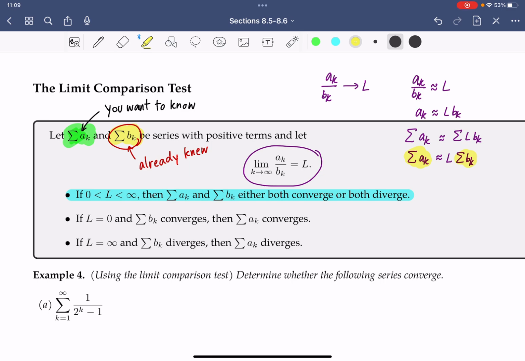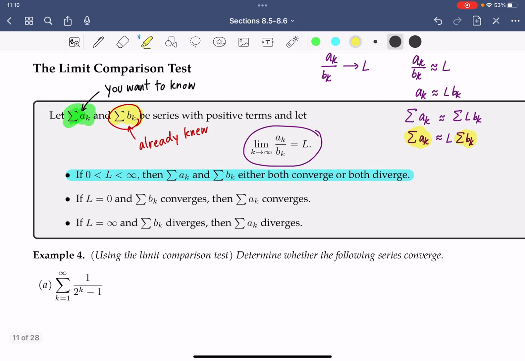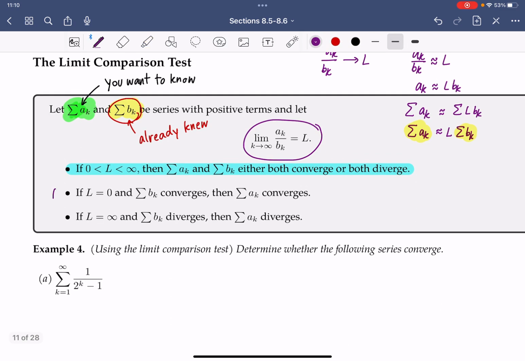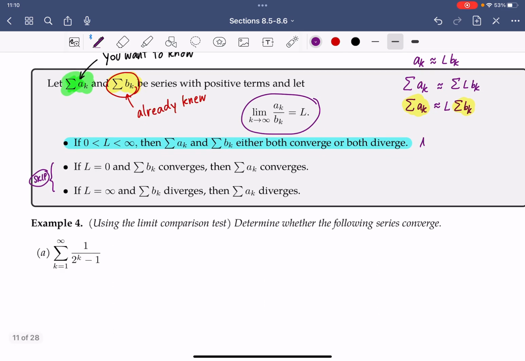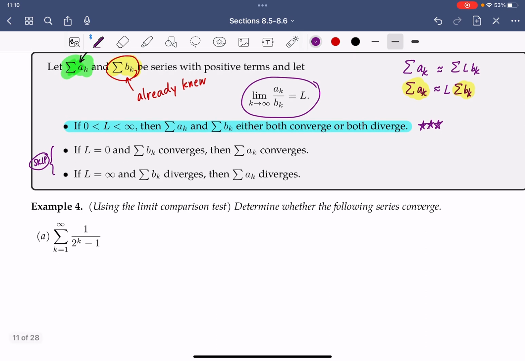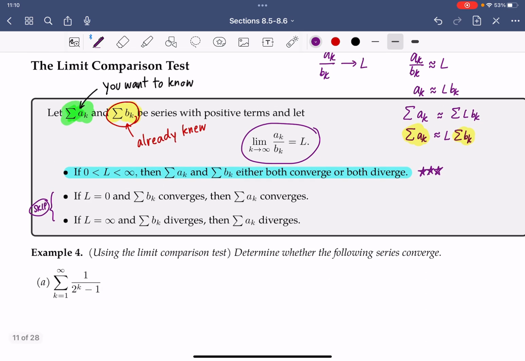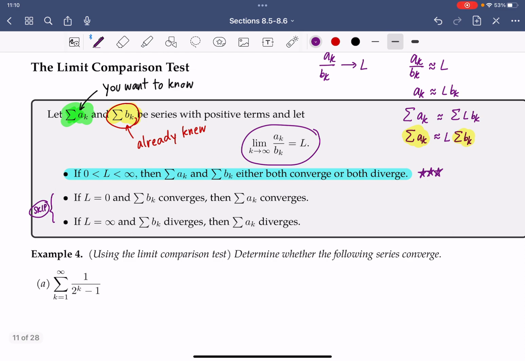All right, let's do an example. We're going to skip these two cases. We'll come back later if we need them, but we're skipping them for now because the one that you're going to use a lot for the limit comparison test is the statement I highlighted in light blue. This is the one that we need. Okay, so example 4.